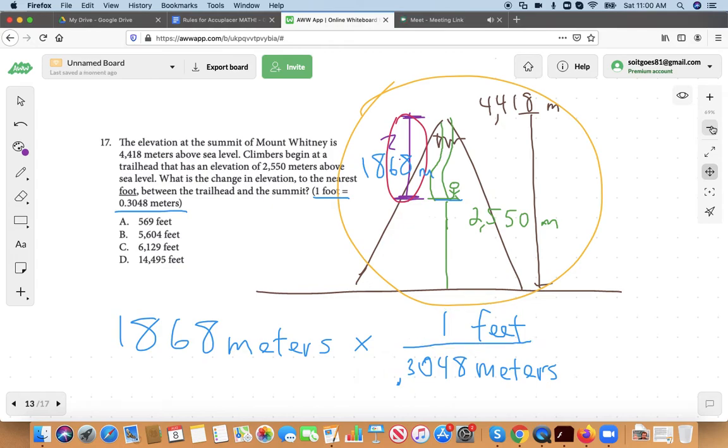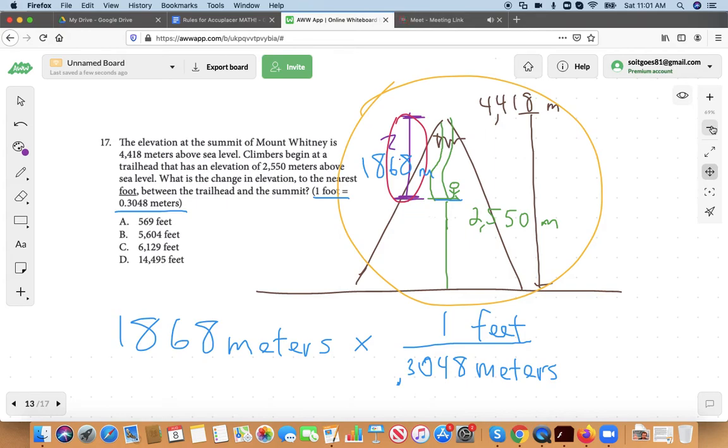What's anything divided by itself? It's 1. Right? What's 100 divided by 100? It's 1. What's 2 divided by 2? 1. What's 3 divided by 3? 1. Anything divided by itself is 1. Is that clear? Yes. Okay.